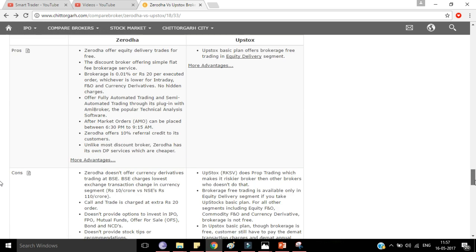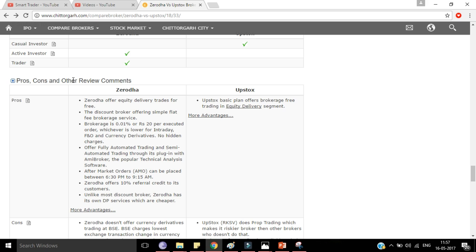Okay, and this is an interesting feature: pros, cons and other review comments. So this is something very nice about this website, that we can get a few pros and cons so that we get an idea about your own group. So Zerodha offers equity delivery trades for free.